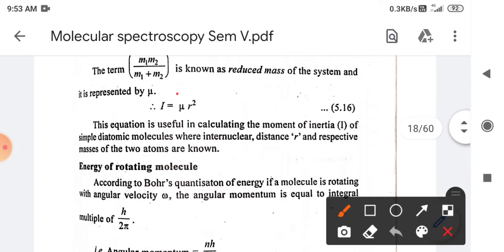So just remember this. We are not using the total masses, we are using the reduced mass. We are not using the total mass of the rotating body, but the reduced mass. And how can we calculate the reduced mass? It is simply m1 m2 upon m1 plus m2.